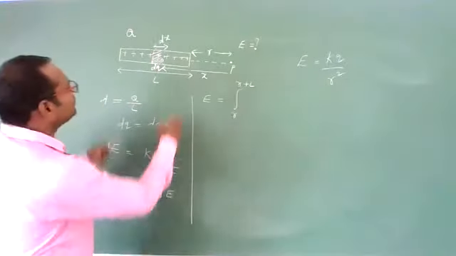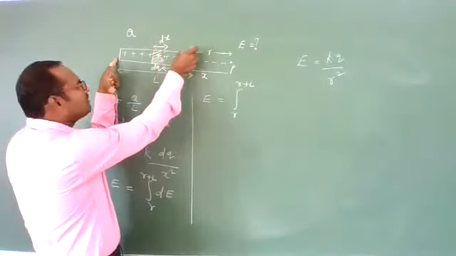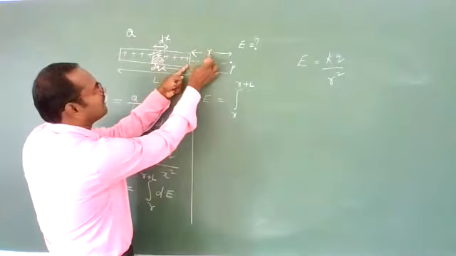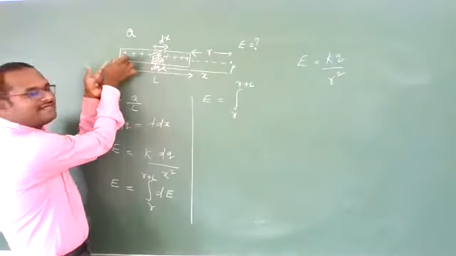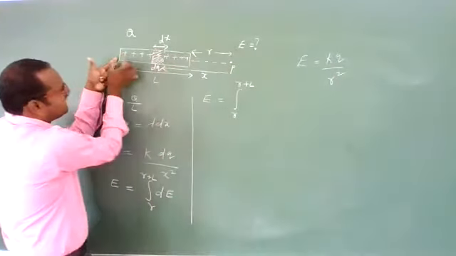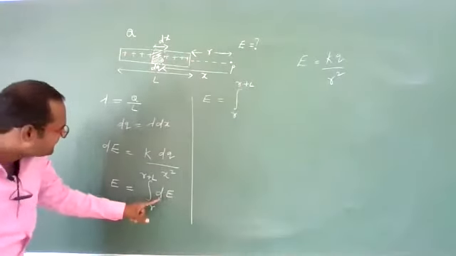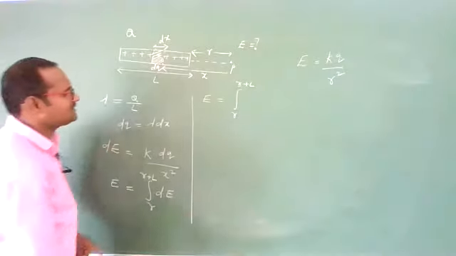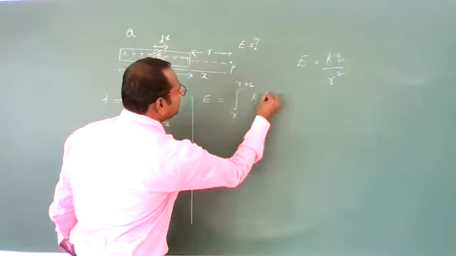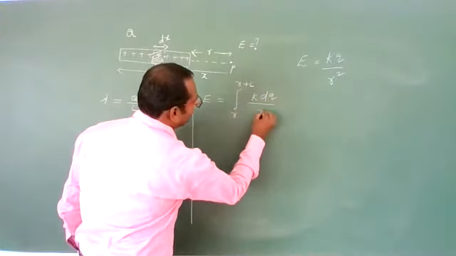We want the electric field due to this total rod. So here one strip will be there, at a distance of r. Here the last strip will be there, at a distance of r plus L. Clear? Yes, this we want. So what is the dE value? The dE value is k dq by x square.